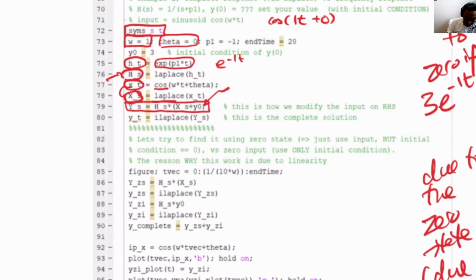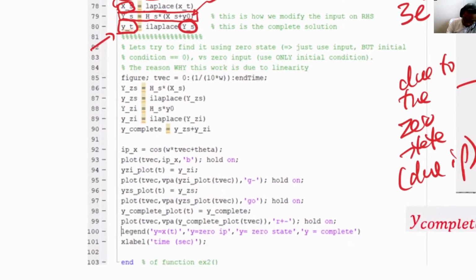Right, and then of course finally, once we have Y(s), we can find y(t), and then the rest is nothing but plotting, as well as showing you the zero state and the zero input response independently.